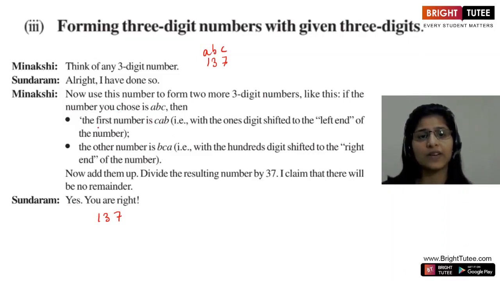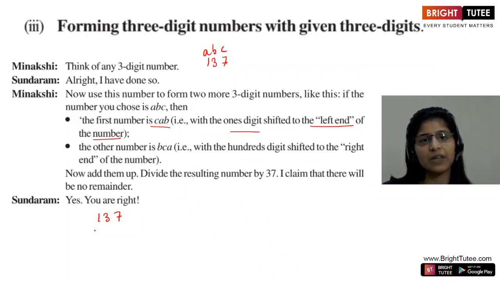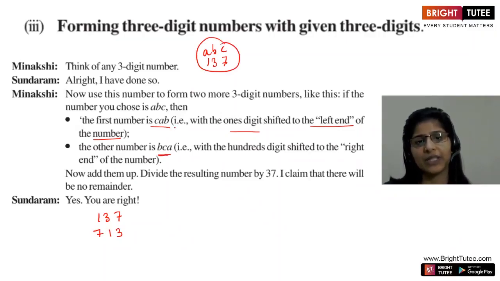The first number is CAB, right? With the ones digit shifted to the left-hand of the number, right? So CAB we have to form. CAB will be 713 according to us. And the other number will be BCA. What is B here? It is 3. C is the next number, that is 7 here, and A is 1. Clear? So we have fixed the numbers like 1 at first place, then 7 at first place, and then 3.